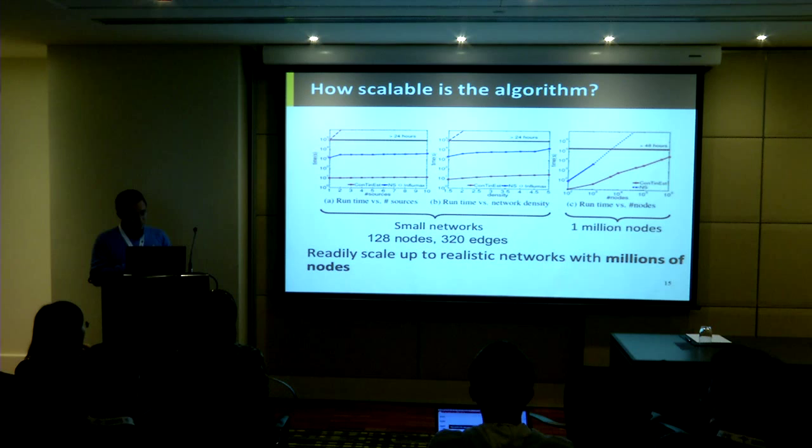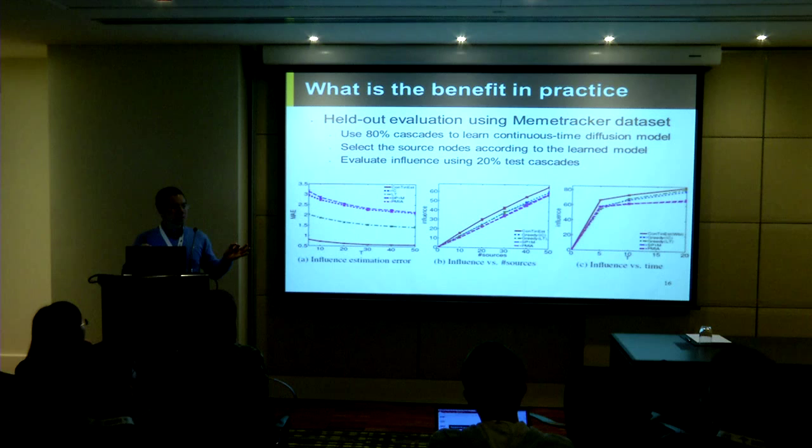This is about scalability. You have a more scalable algorithm, and then you can estimate this inference very accurately. That also benefits you in terms of maximizing the inference. You are able to estimate the objective function of this optimization problem very accurately, and in the end, you solve this optimization problem using this estimated quantity. You're also getting a better solution in the end.